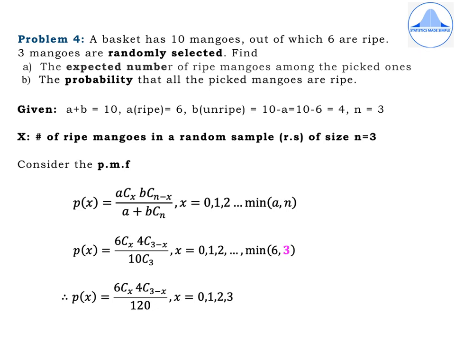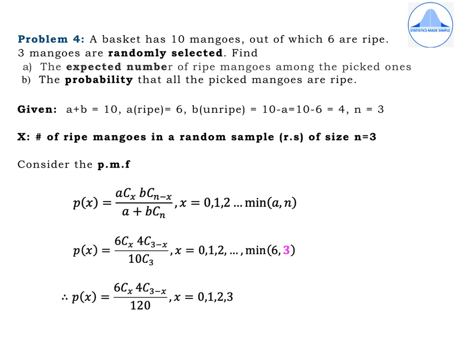Now the next step, all of you know, we have worked out so many problems under Bernoulli, binomial and Poisson. So we need to define the random variable capital X. Here capital X will stand for the number of ripe mangoes in a random sample, abbreviated as R.S., of size n equal to 3.